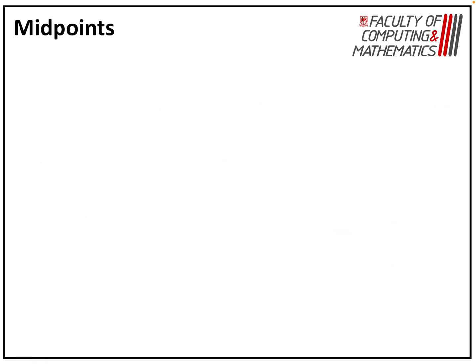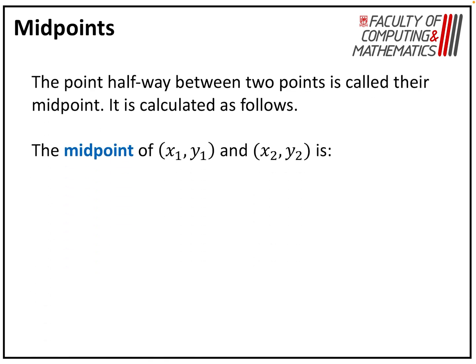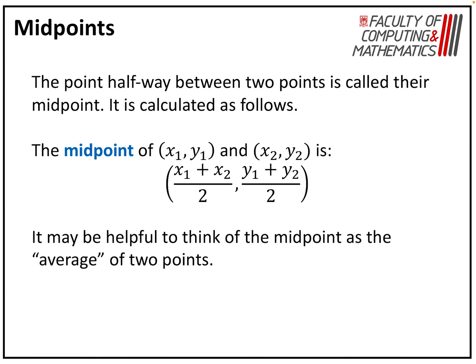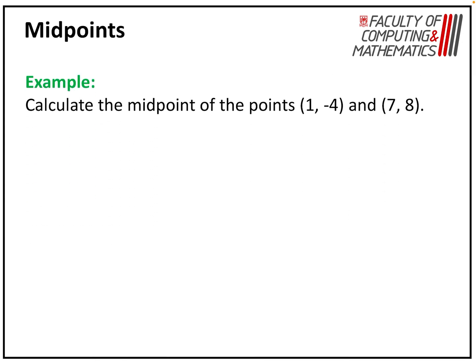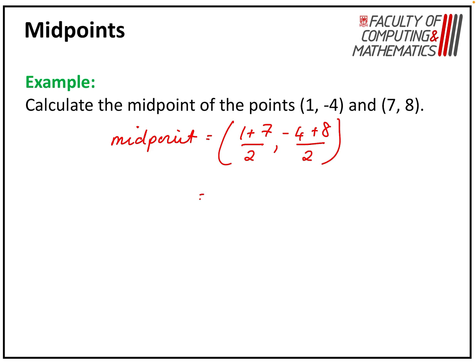Right, midpoints. You'll have seen this formula. The midpoint is the average of 2 points: x1 plus x2 over 2, y1 plus y2 over 2. Let's have a look at it in action. If we want to find the midpoint of these 2 points, we add the 2 x coordinates together and divide by 2, and add the 2 y coordinates together and divide by 2. So we would get 4, 2.